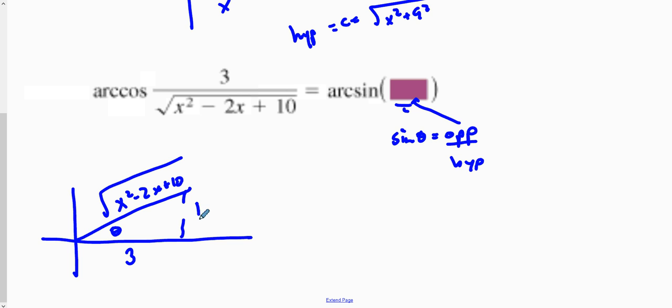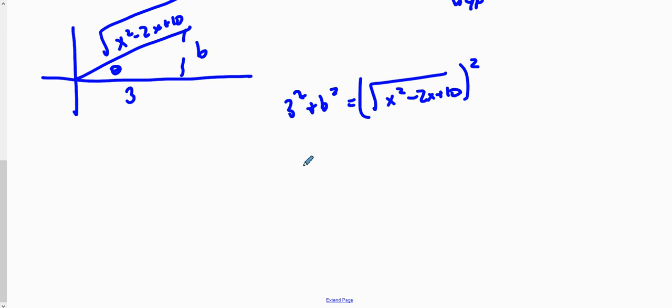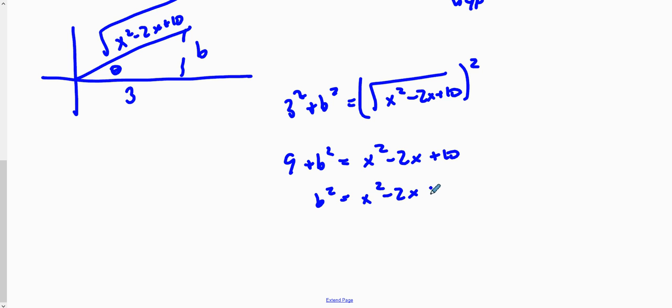So we have to use this. I call the missing side b. So 3 squared plus b squared is going to equal the square root of x squared minus 2x plus 10, and we take that quantity and square it. So what we have is 9 plus b squared equals x squared minus 2x plus 10. We get b squared by itself, so let's subtract. We have x squared minus 2x plus 1.